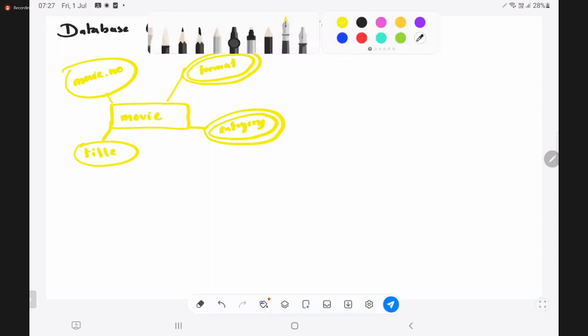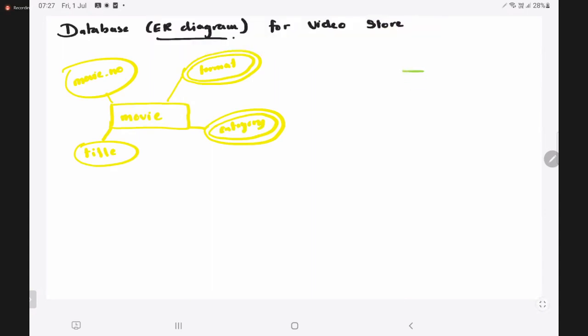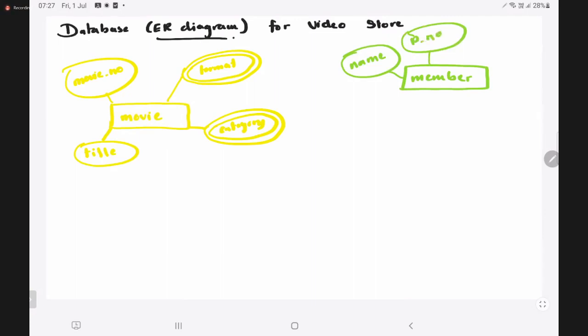And they are going to store data about member. Member. So member has some common attributes, those are name and the phone number. Sorry for some noises, right? For each member, each member provides the favorite movie category.